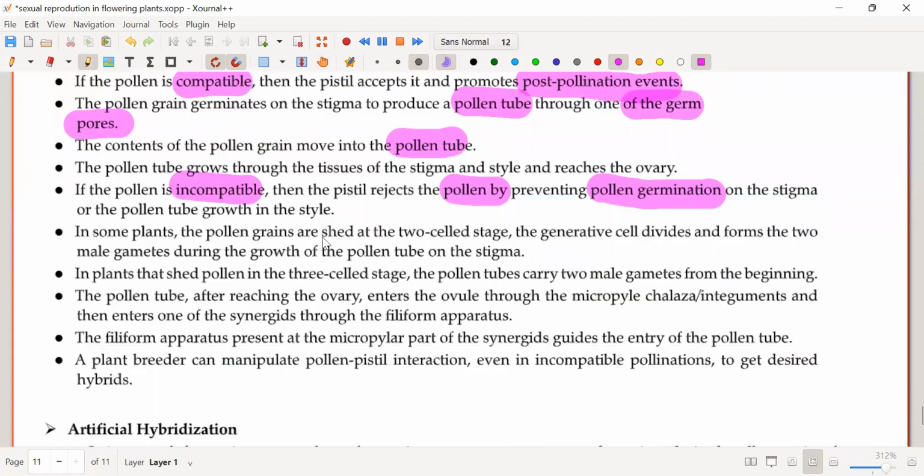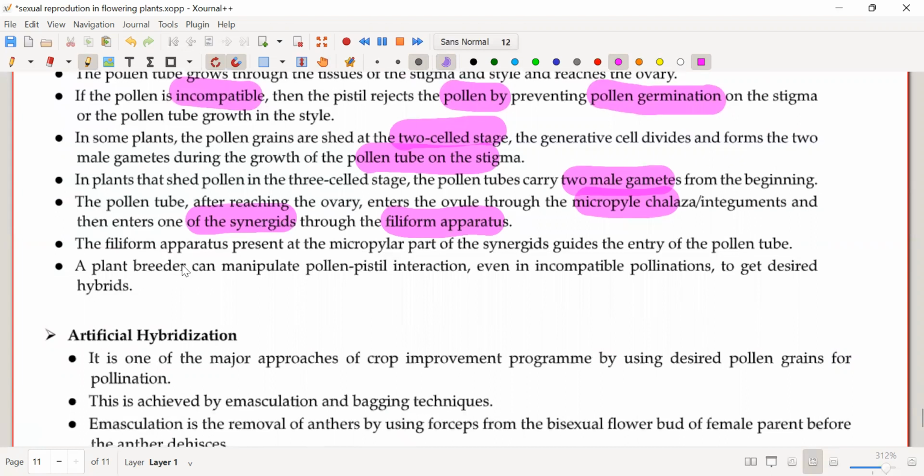In some plants, the pollen grains are shed at the two-celled stage. The generative cell divides and forms two male gametes during the growth of the pollen tube on the stigma. In plants that shed pollen at the three-celled stage, the pollen tube carries two male gametes from the beginning. The pollen tube, after reaching the ovary, enters the ovule through the micropyle, chalaza or integuments, and then enters one of the synergids through the filiform apparatus. The filiform apparatus present on the micropylar part of the synergids guides the entry of the pollen tube.